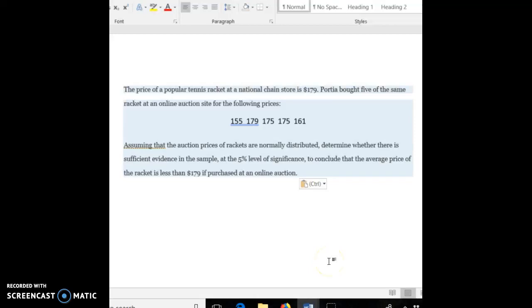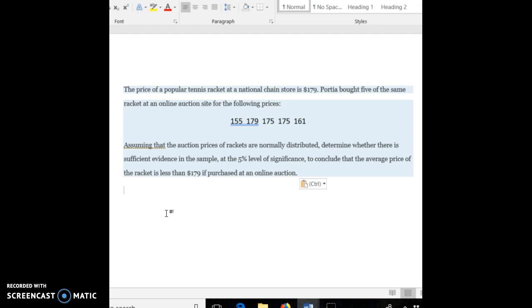Alright, so let's look at the following example. The price of a popular tennis racket at a national chain store is $179. Portia bought 5 of the same racket at an online auction site for the following prices. We've got those 5 prices. Assuming that the auction prices of rackets are normally distributed, determine whether there is sufficient evidence in the sample at the 5% level of significance to conclude that the average price of the racket is less than $179 if purchased at an online auction.